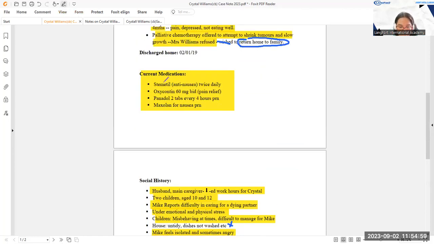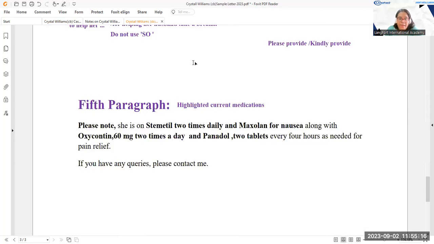Stemetil is for nausea. What else is for nausea? Maxolon is also for nausea. So I wrote both of these together. And as you can see, Panadol is for pain and Oxycontin is also for pain. I wrote both of them together. So nausea medications together, pain medications together.